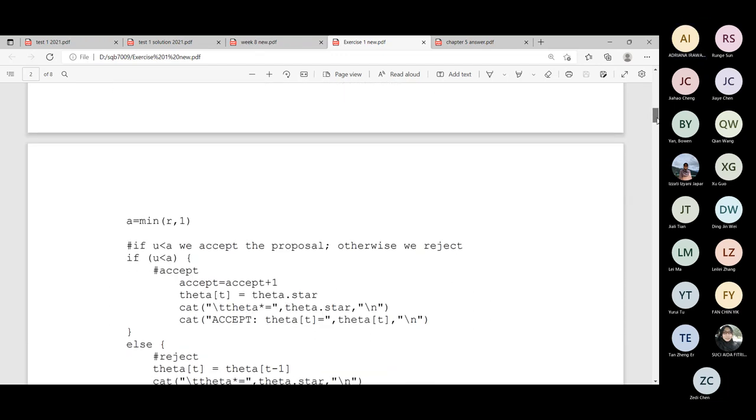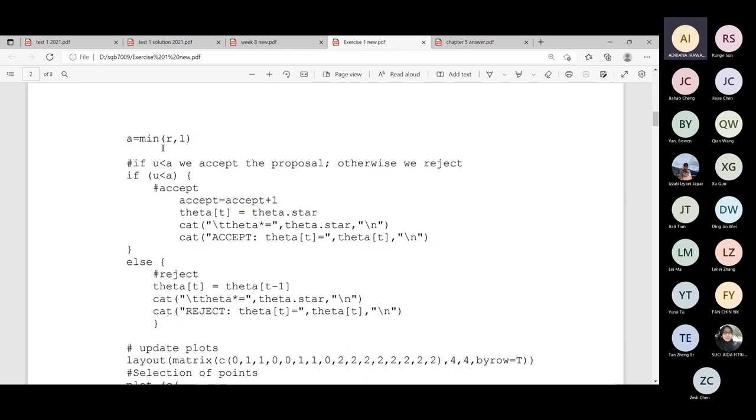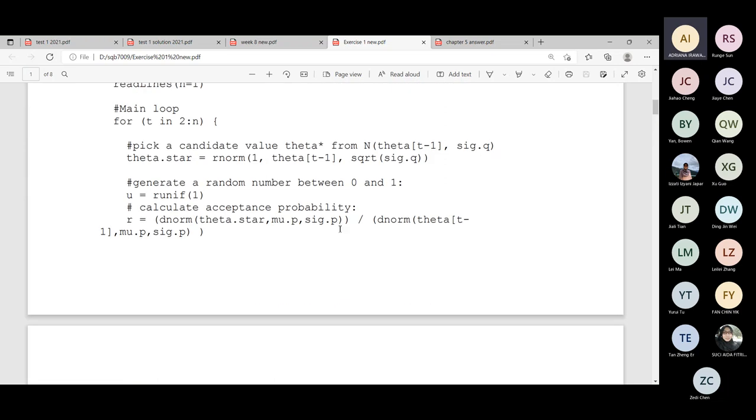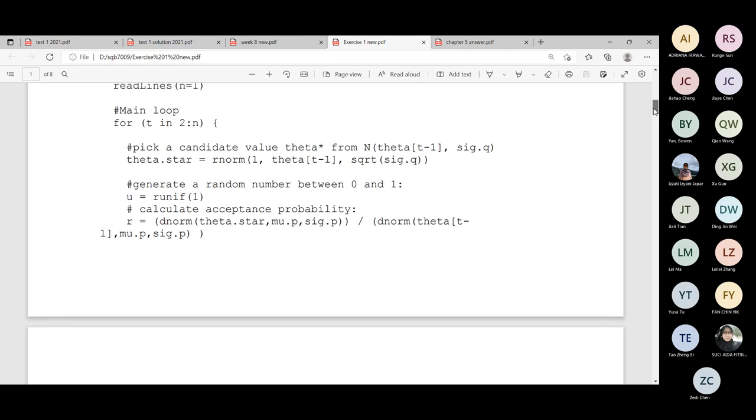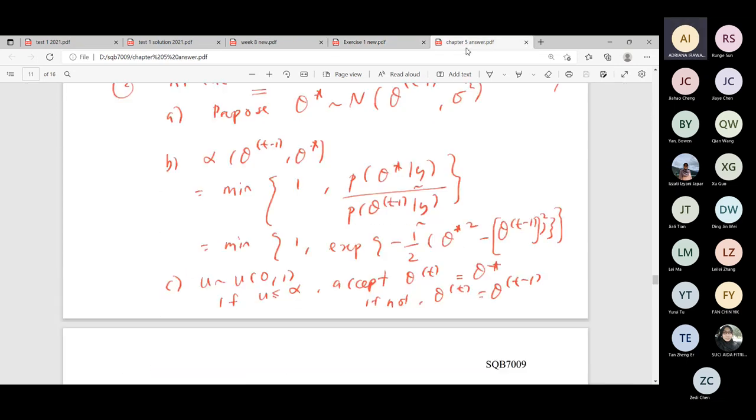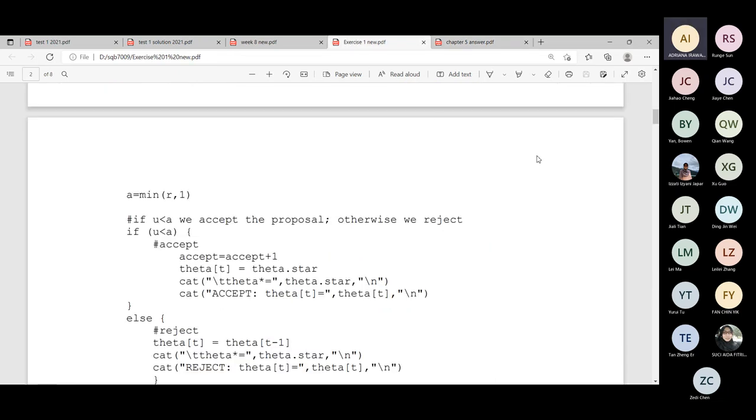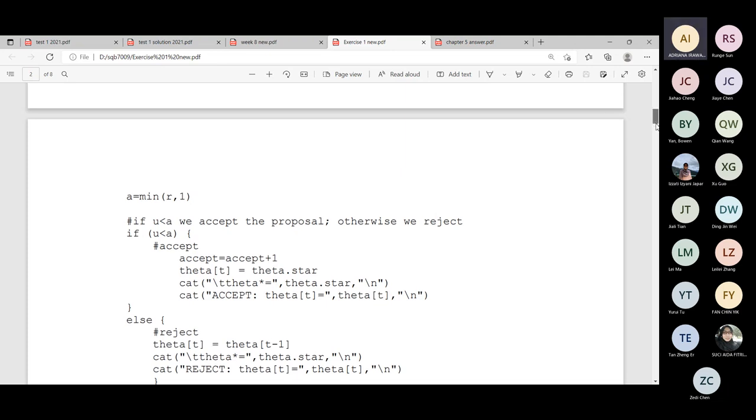Okay, then this one is the minimum between alpha and 1. Sorry, R is not your alpha. R is just the function, the ratio function. So A is your alpha. Meaning that R is just this function, the ratio. A is your alpha, okay? Then if your uniform is less than your A, then we accept.